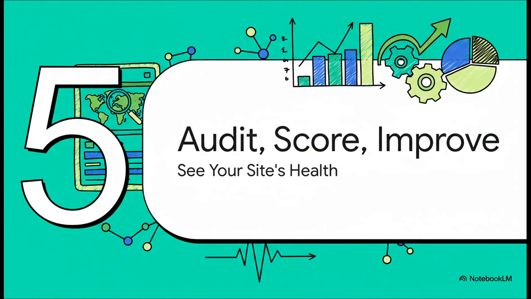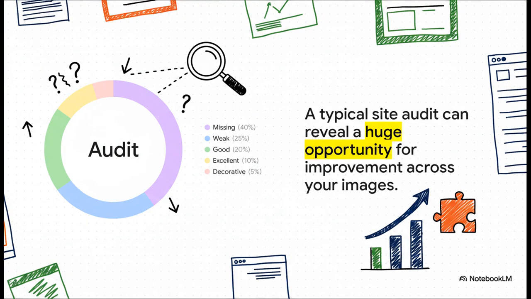But Alt Audit doesn't just jump in and start fixing things blindly. No, first it gives you a complete health check of your entire site, so you know exactly where you stand from the get-go. And honestly, the results can be pretty eye-opening. You instantly see the real scale of the problem. On a pretty typical site, you might find that a staggering 40% of your images are missing alt text completely, and another 25% have really weak descriptions. That's a huge opportunity for a super easy win.